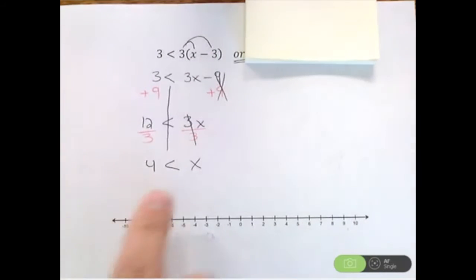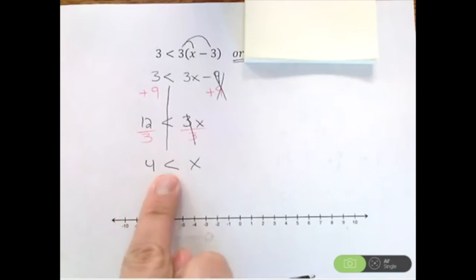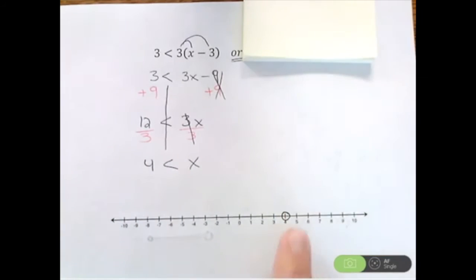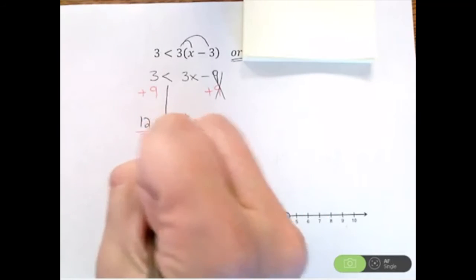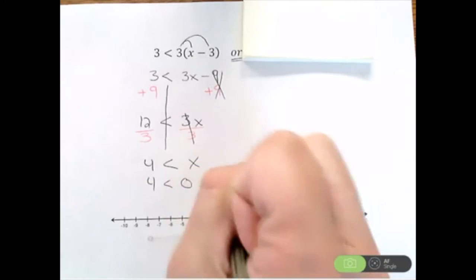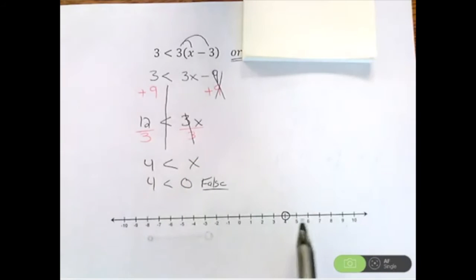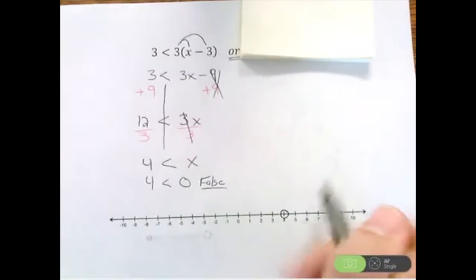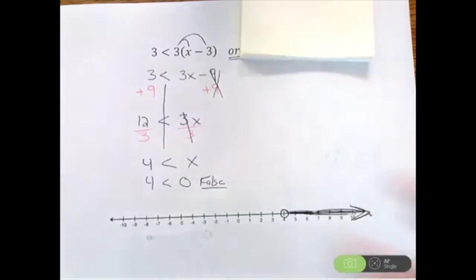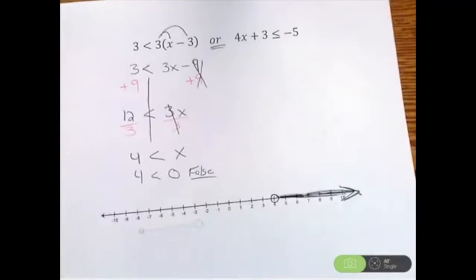And we can graph this, so 4 is less than x, so that 4 should have an open circle. If we plug in 0 to test our shading here, we have 4 less than 0, which is false. If it was true, we go towards the 0, because I plugged in 0. If it's false, we're going to go away, so I'm going to go to the right. And on the same graph, I'm going to do this second one.